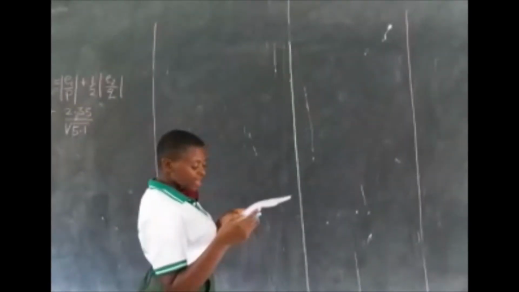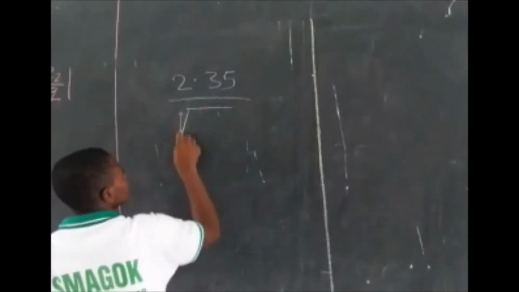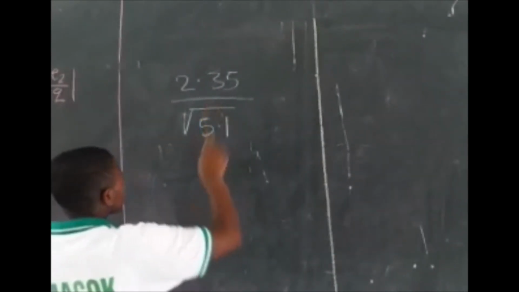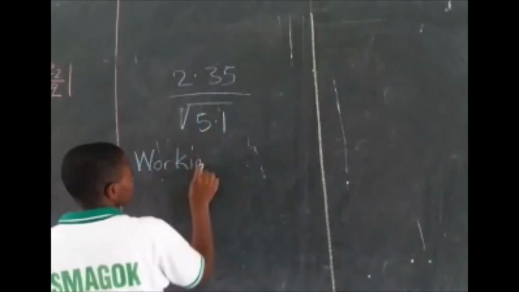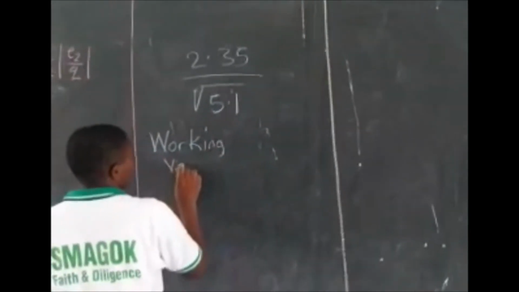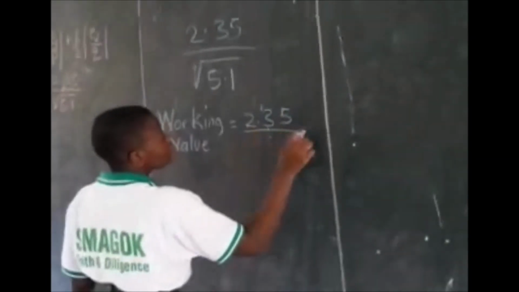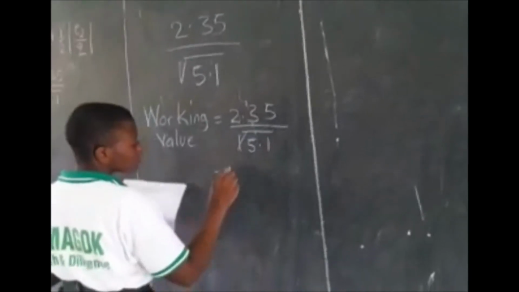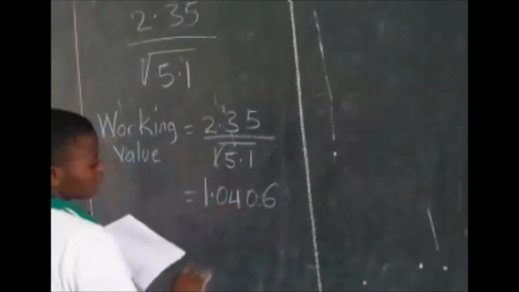The other part was saying, find the range within which 2.35 out of root 5.1 lies. Now, we are going to start by finding our working value, and it is given by 2.35 out of root 5.1. When you work out this, you obtain 1.0406 as our working value.